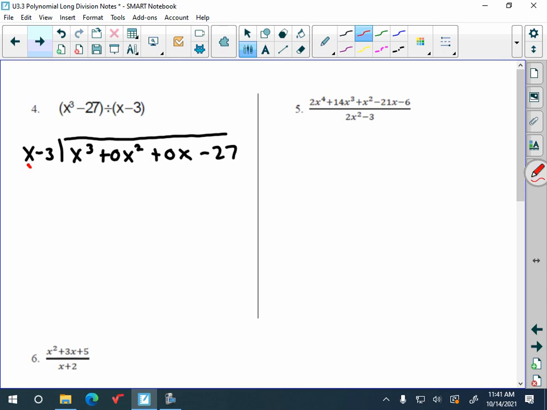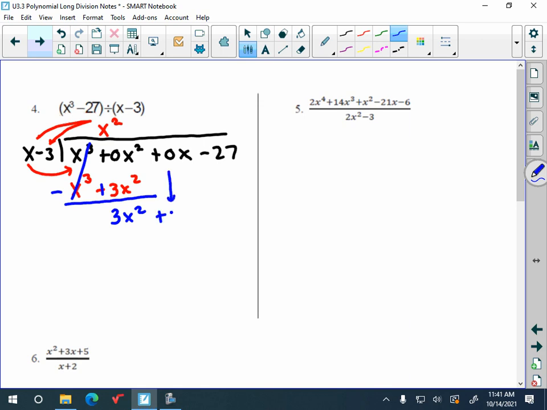All right, so x times what is x to the third? X squared. Take x squared and distribute. So that's x to the third minus 3x squared. Draw a line underneath. Change both signs to their opposites. Add down. First terms cancel. 0x squared plus 3x squared is 3x squared.